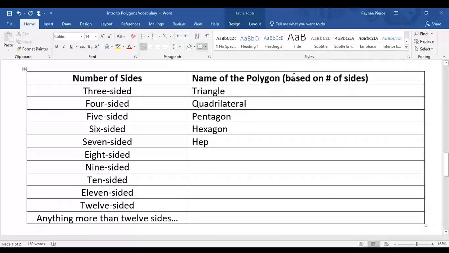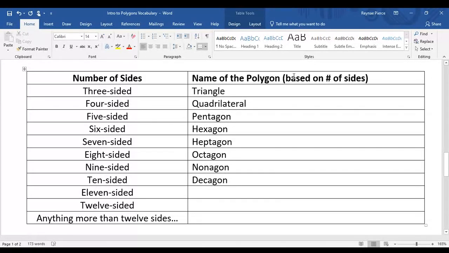A 7-sided polygon is called a heptagon. Okay, that one's a little different, one that you might not be as familiar with. All right, an octagon, octo means 8. So a polygon with 8 sides is an octagon. 9-sided, this might be my favorite one to say, is a nonagon. If you think about how many years are in a decade, there are 10 years in a decade. So a polygon that has 10 sides is called a decagon.